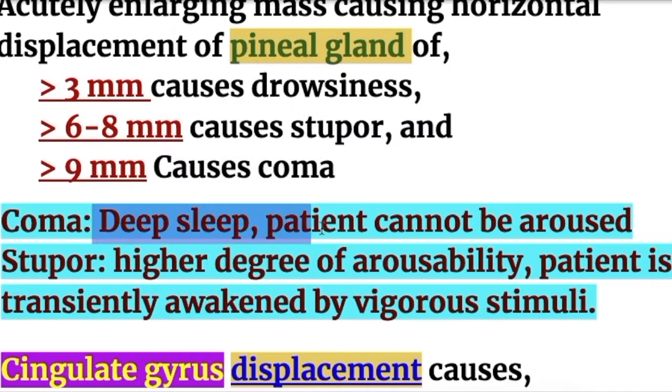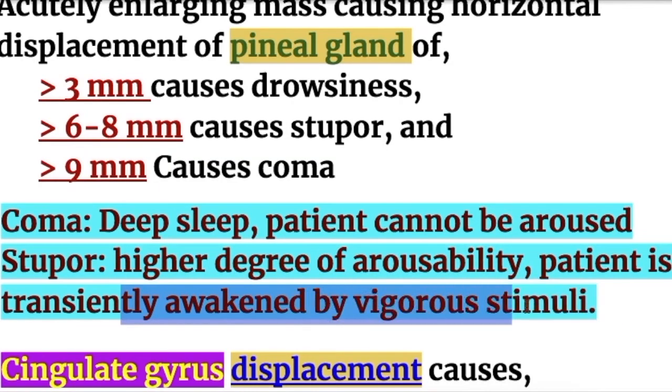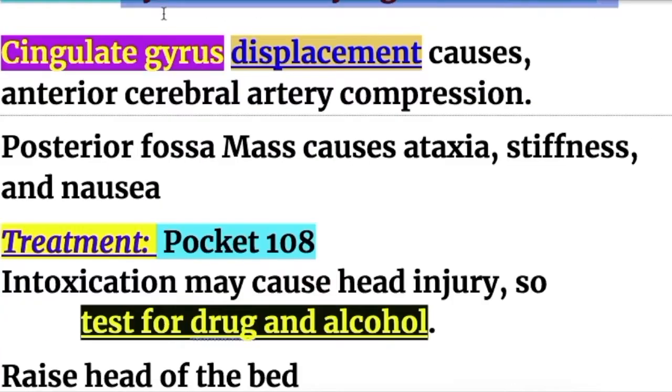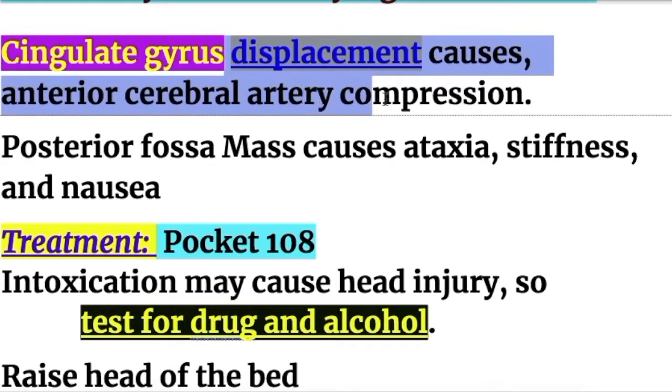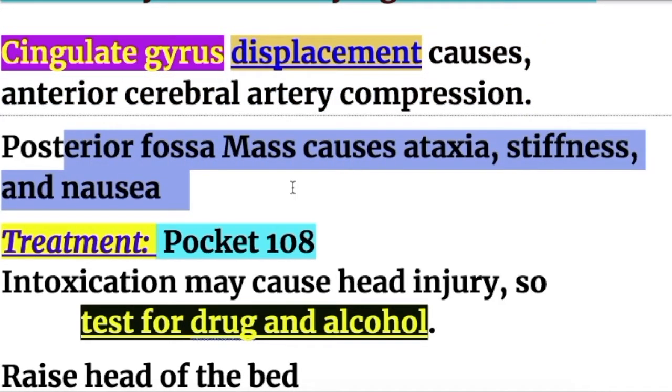Coma is deep sleep, the patient cannot be aroused, and stupor is a higher degree of arousability, where the patient is transiently awakened by vigorous stimuli. Now next is cingulate gyrus displacement. It causes anterior cerebral artery compression. We have a separate video on brain strokes and cerebral artery compression. Please watch that. And as I already explained earlier, a posterior fossa mass causes ataxia, stiffness and nausea.